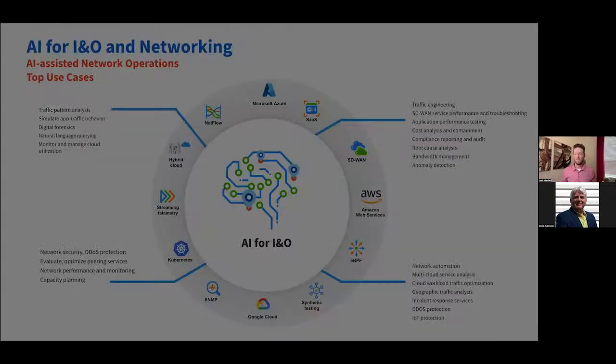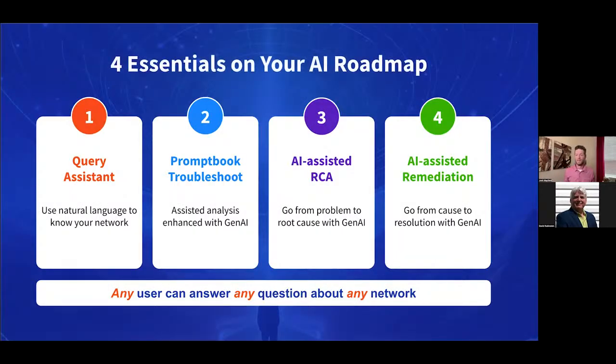And so, essentials, I'll take you first to the bottom of this slide. Any user can ask any question about any network. That should be that North Star guiding light when it comes to your utilization of AI in your I&O. Can anyone who cares about this ask a question and get an answer about any of this infrastructure and operation?